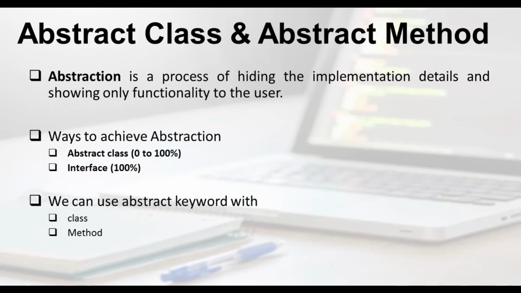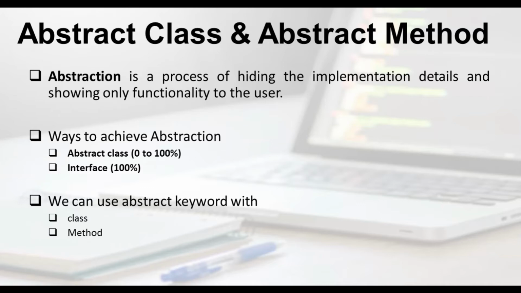Here I have mentioned abstract class as 0 to 100%, and interface as 100%. Why? Because in an abstract class we can define abstract methods as well as non-abstract methods. Now what is an abstract method and what is a non-abstract method, we will learn later. But using an interface you can achieve 100% abstraction, or you can say data hiding.